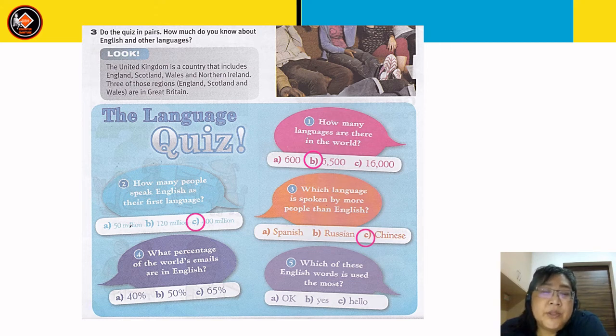What percentage of the world's emails are in English? A, 40%, B, 50%, and C, 65%. So the answer is 65%. The last question, 5. Which of these English words is used the most? So you have 3 words: okay, yes, or hello. So the answer is yes.